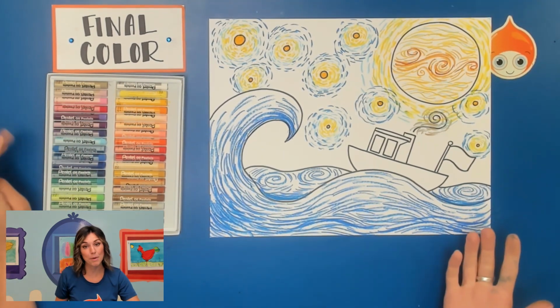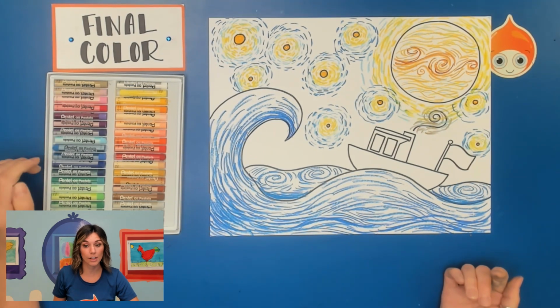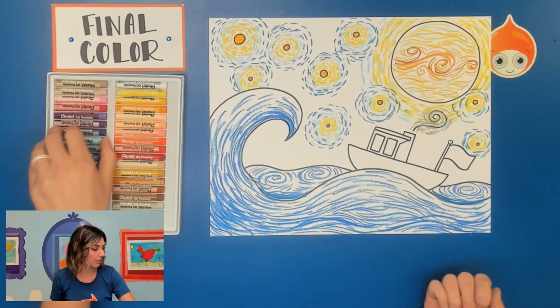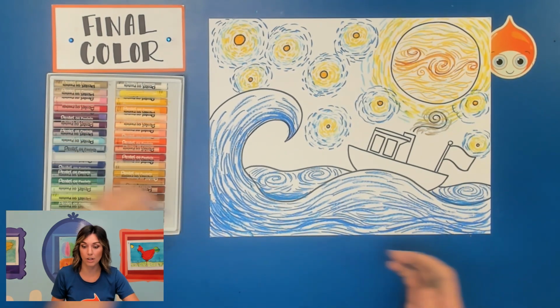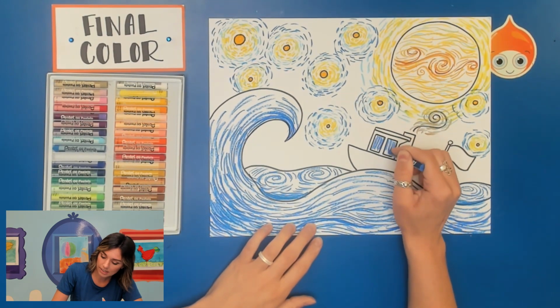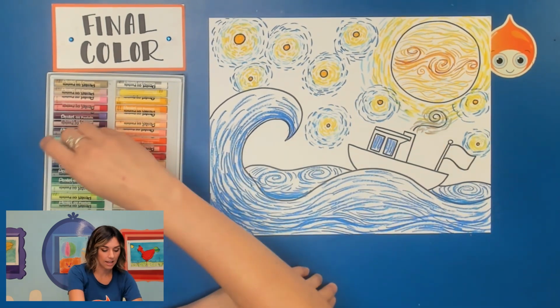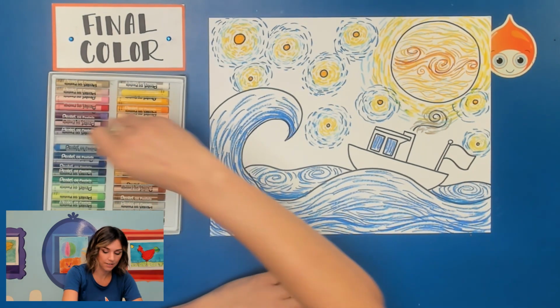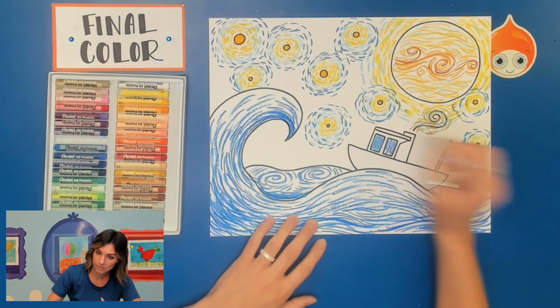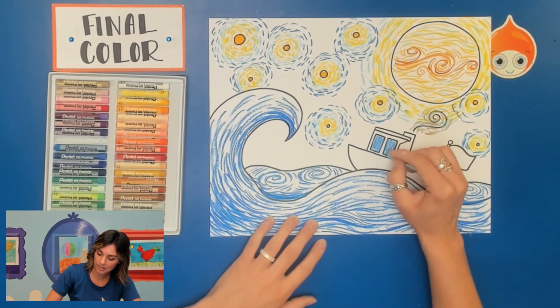All right, and then for your boat, you are going to be using whatever colors you want. However, you still need to use that line technique that we're doing because we're still trying to mimic Van Gogh's style. So for example, I can add some lines to that window here and here. And go back with a different shade of color and add those lines as well. And add even more lines.